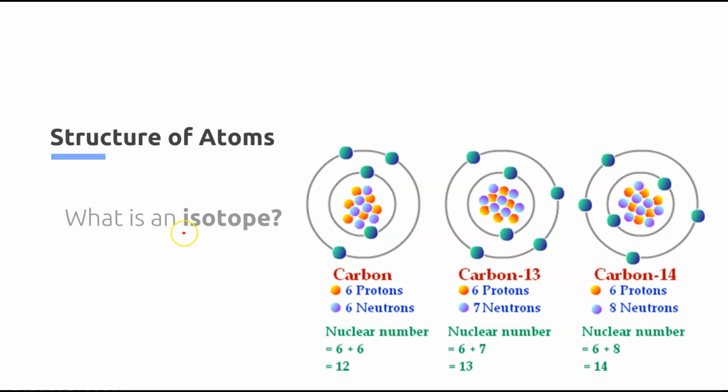Okay, now we are going to talk about isotopes. Now, an isotope is the version of an element, I should say, that has different number of neutrons. So let me write that out for you.